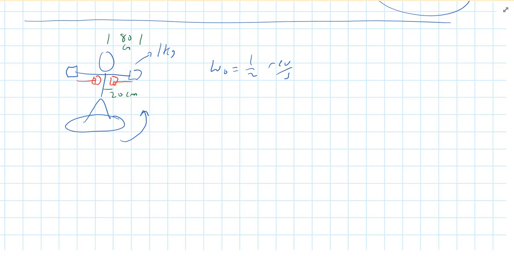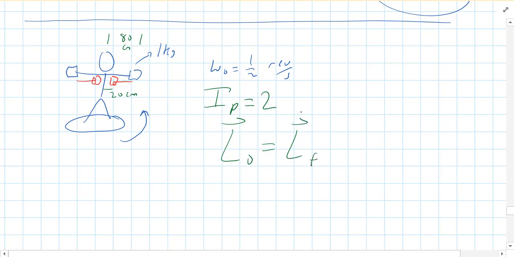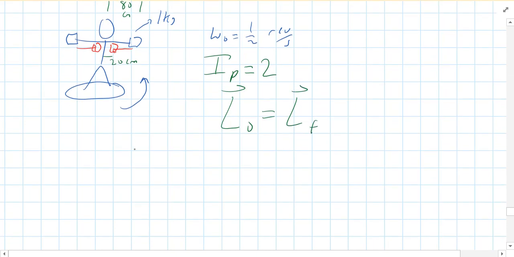Now, the one other thing I need to give you is the moment of inertia of a person. I looked this up, and it's about 2. So as a rotating object, rotating in this manner, your moment of inertia is about 2 kilogram meters squared. Everybody's a little different, but we're going to use that number. Okay. All right. Well, as you pull the weights in, there are no external forces to this system, which means the angular momentum before you pull the weights in is going to equal the angular momentum after you pull the weights in. Okay. So we're going to do I naught times omega naught equals I final times omega final.